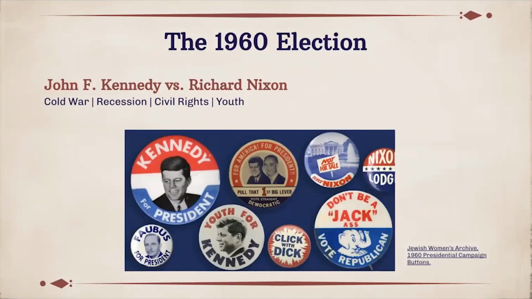So we're starting off, since it's the 60s, with the 1960 election. And it is the election of John F. Kennedy versus Richard Nixon. It's really important to understand that both these elections, these presidencies, as well as this actual election, are taking place against the backdrop of the Cold War, right?